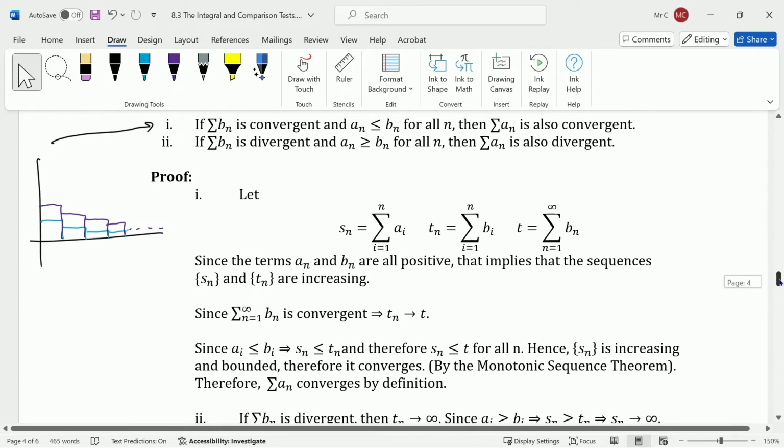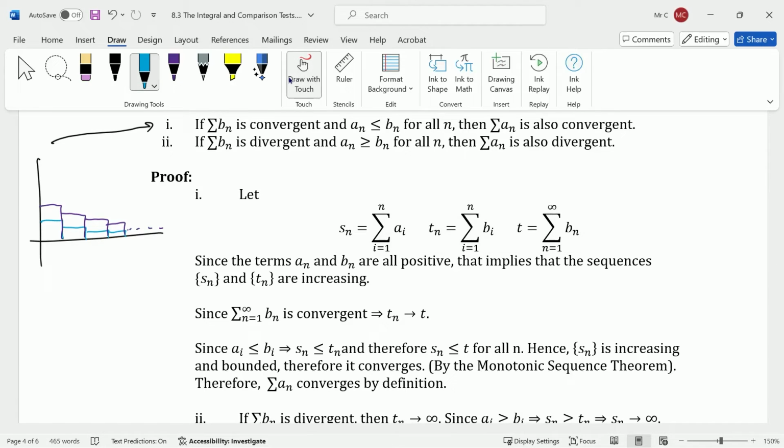So in order to prove this, what we're going to do is first look at some partial sums. So we look at the partial sum for a sub i. That's the sum from i equals 1 to n, and we're going to denote that as s sub n. And the partial sum for t sub n is the sum from i equals 1 to n of b sub i. And so t is the infinite sum, the series of b sub n terms.